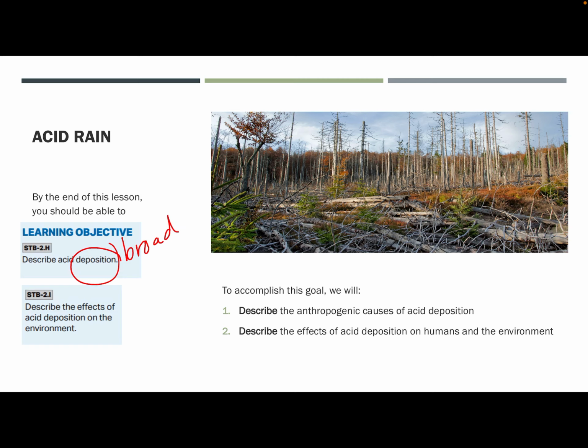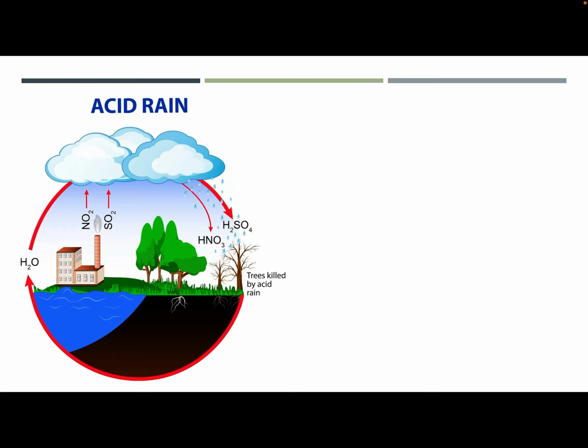So to accomplish this goal, we will describe the anthropogenic causes of acid deposition. So there are natural causes, but we're only going to focus on the man-made ones, and describe the effects of acid deposition on humans and the environment. So to begin, acid rain is a secondary pollutant itself. So remember that secondary pollutants are made from primary pollutants that undergo a reaction in the atmosphere.